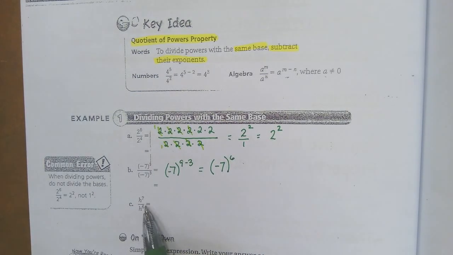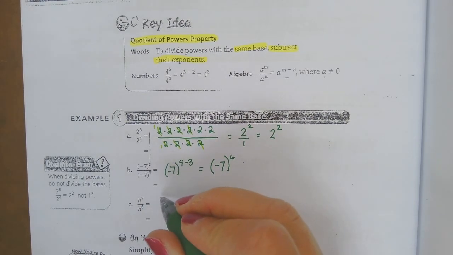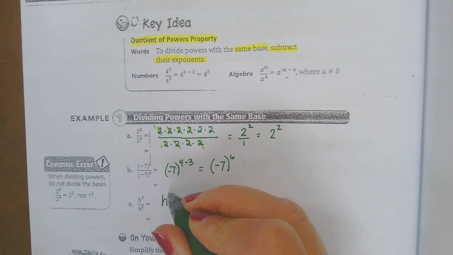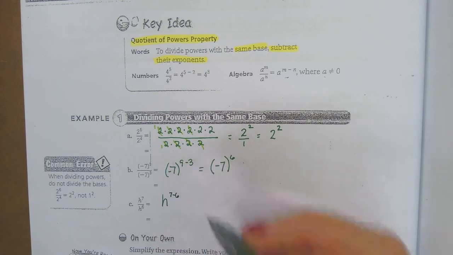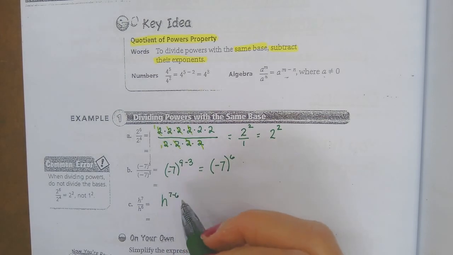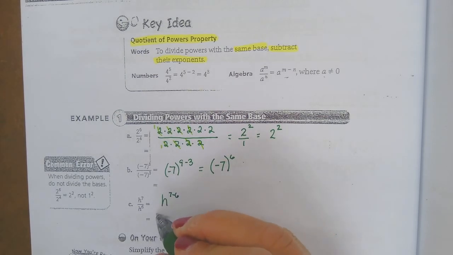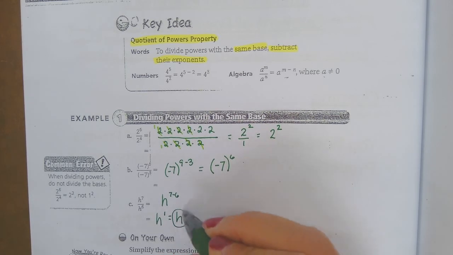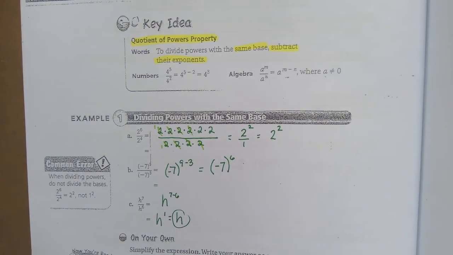Okay. For this one, you have h to the 7th and h to the 6th. So that's the same as h, 7 minus 6. And that is equal to h to the first. H to the first is the same as just h, and that would be my simplified answer.